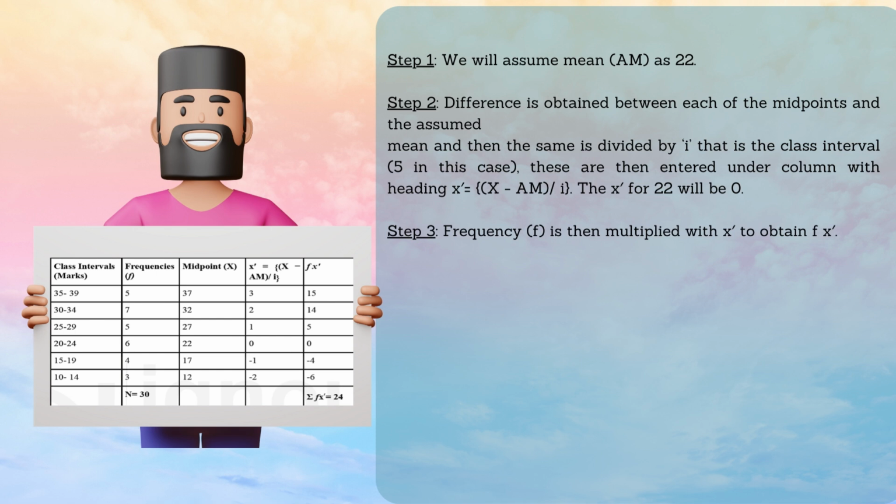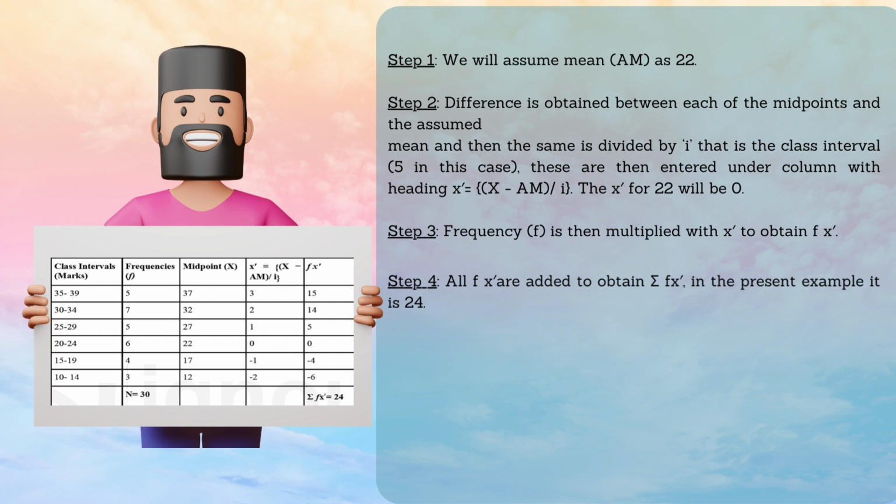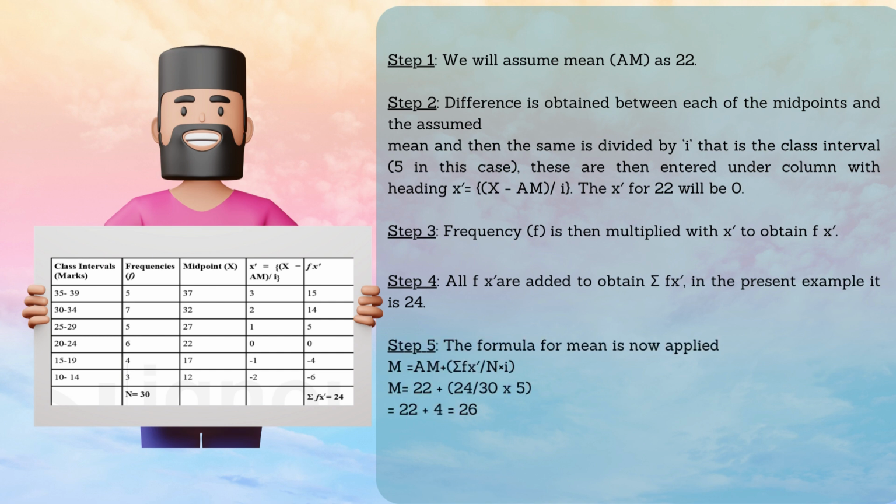So, x dash and x bar we sometimes use interchangeably. So, mean is equal to assumed mean plus summation of f x dash, divided by n, into i. Let me use the formula here, and accordingly you can calculate the result. The assumed mean that we have already assumed is 22, and we got summation f x dash, or f x bar, as 24, divided by 30 (n is equal to 30), and i is equal to 5, so into 5.